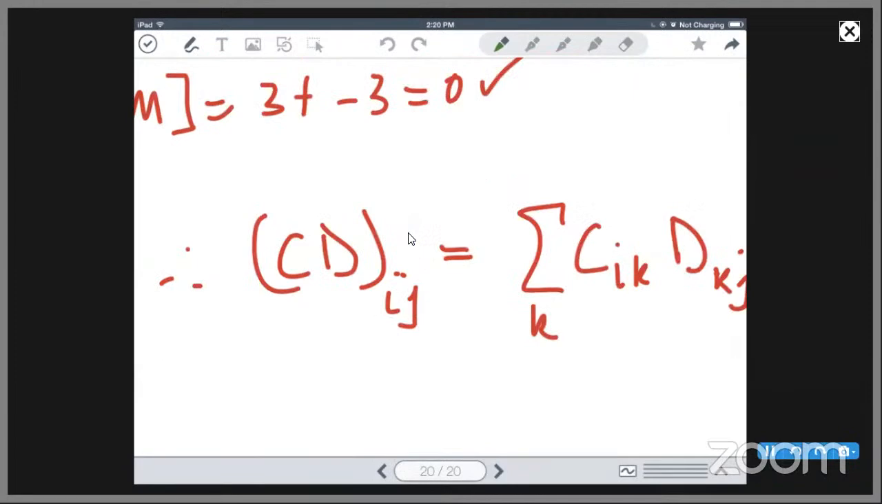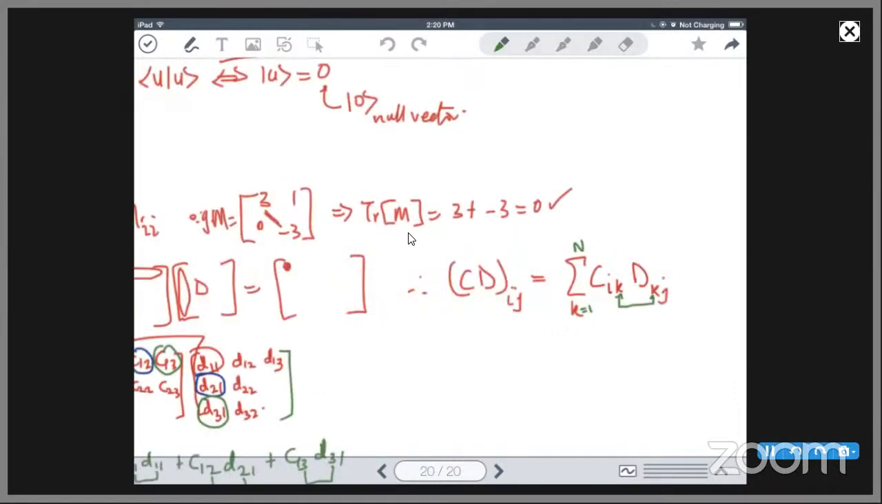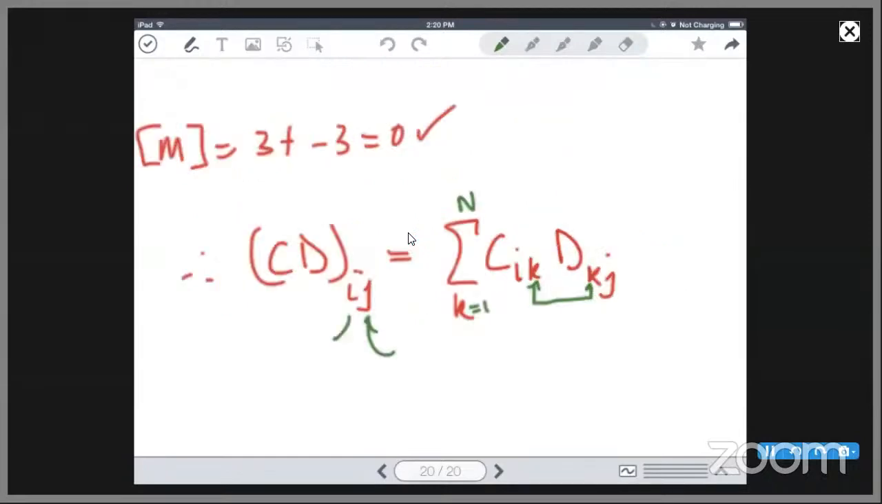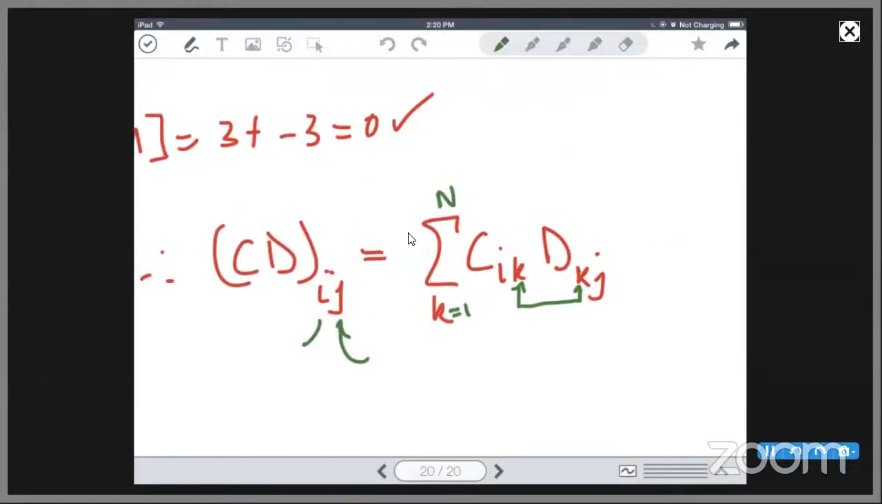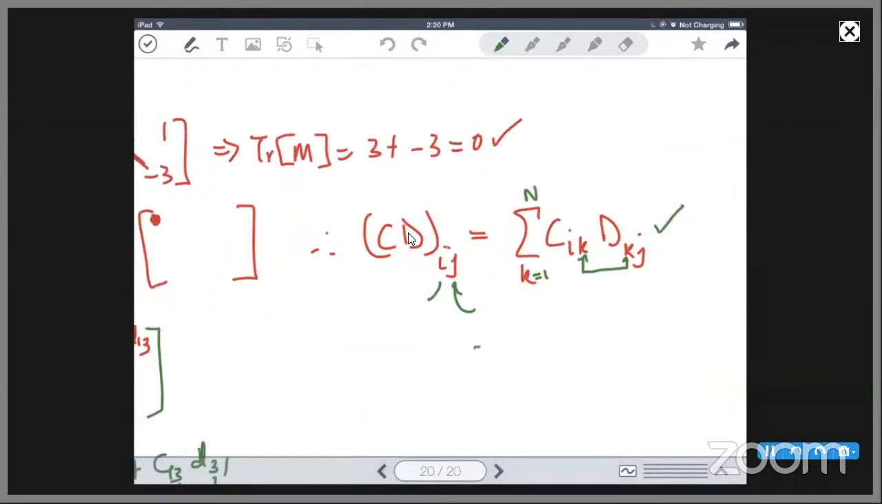Okay. And then this I and J lets you know that you are doing it for the new element I and J. Okay. So this is how you do the trace. Sorry, this is how you multiply matrices. Okay. So if I do this, it's not the same thing.